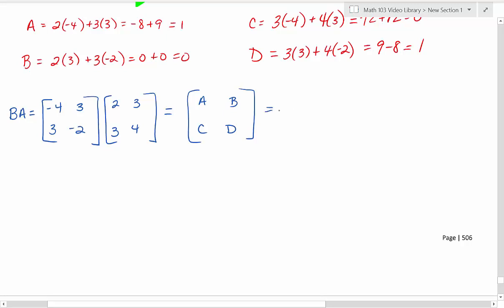Starting with element A, it's located first row, first column. So we'll be multiplying the first row of the first matrix with the first column of the second matrix. A equals negative 4 times 2 plus 3 times 3. That's negative 8 plus 9, which is 1.